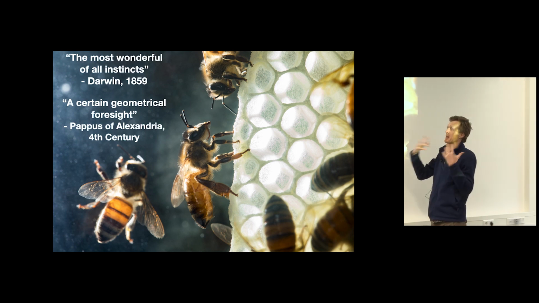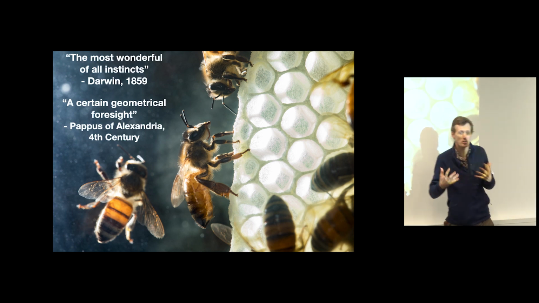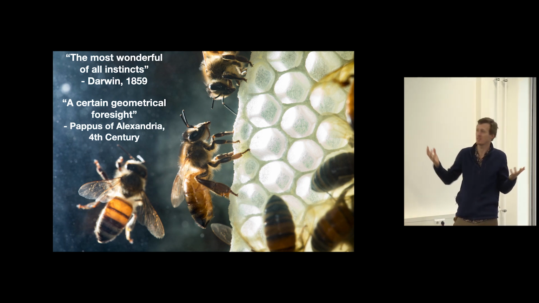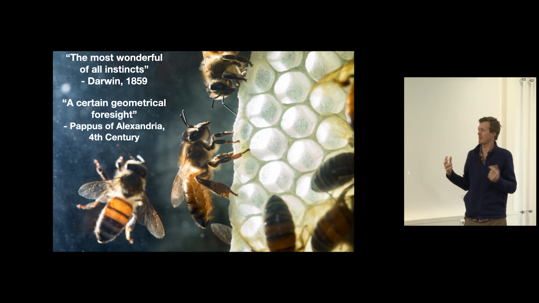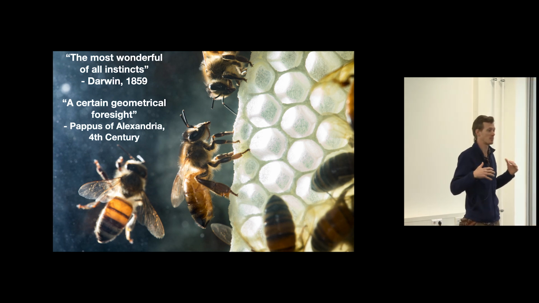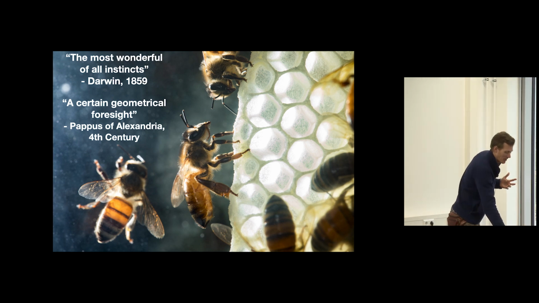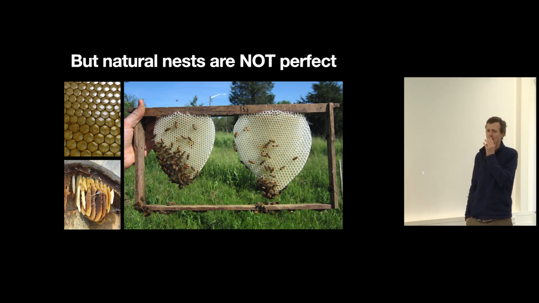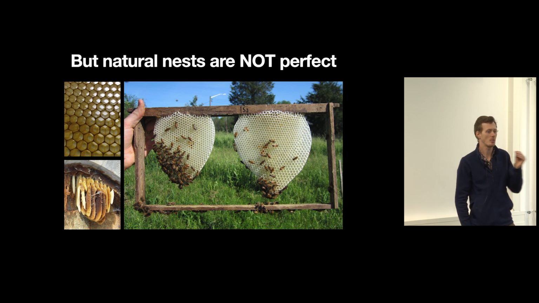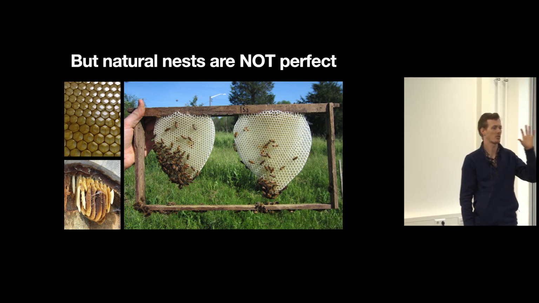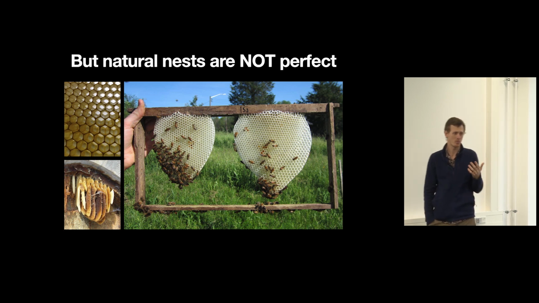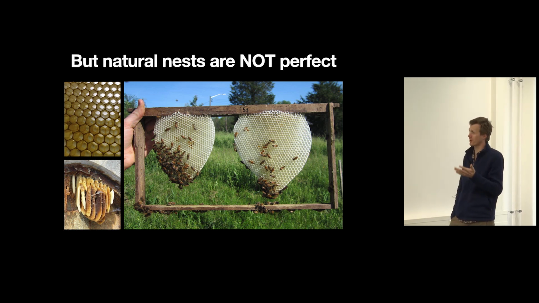And there are many people that have thought about and looked at comb building and been amazed by it, including Darwin, the most wonderful of all instincts, or Pappus of Alexandria, thinking that they had some geometrical foresight. But the big flaw in there is that natural nests are actually not perfect. Everyone historically has been obsessed with the perfection of the hexagon, but when you actually look at what bees do, they don't actually build perfect nests.